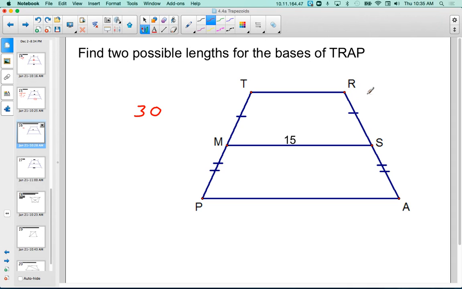So if I do 29 and 1, let's say it's not drawn to scale. That's a length of 1. That's 29. 1 plus 29 is 30. 30 divided by 2 is 15. That works.